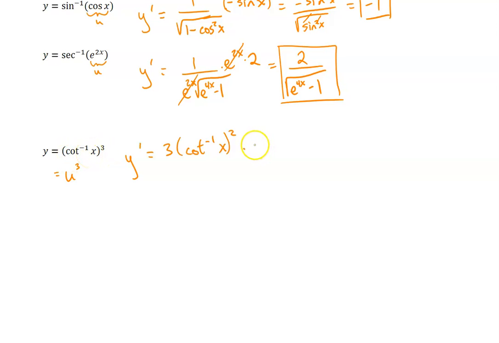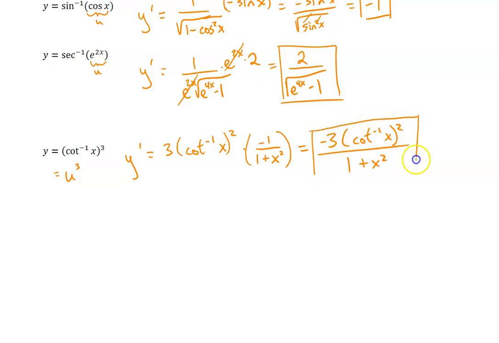And so that would be times -1 over 1 plus, and it's just a single x in here, so 1 plus x squared, and I don't need to multiply times the derivative of x because that's just 1. So combining things a little bit, we get -3 times the quantity cotangent inverse of x squared over 1 plus x squared. Okay, now a couple things about notation and such.